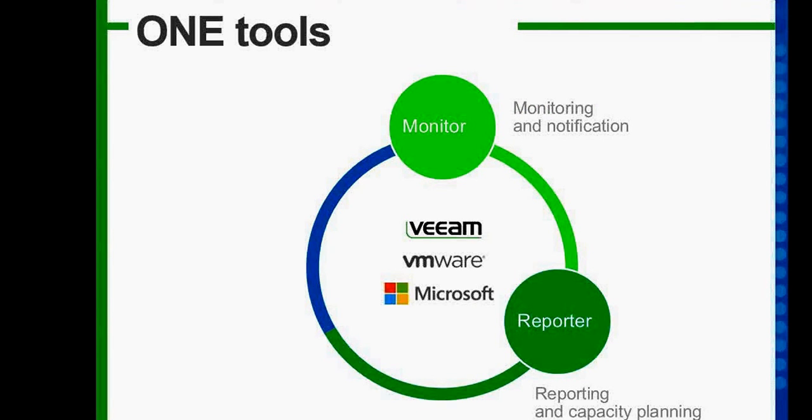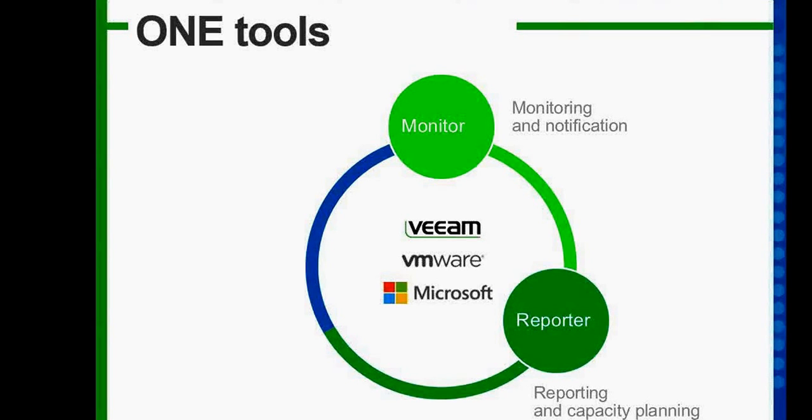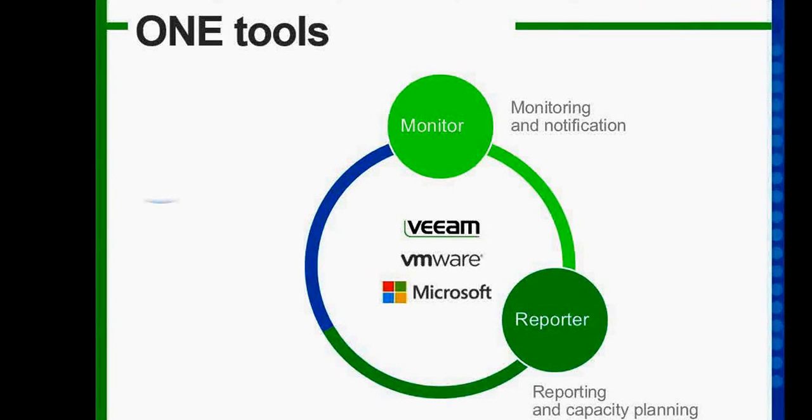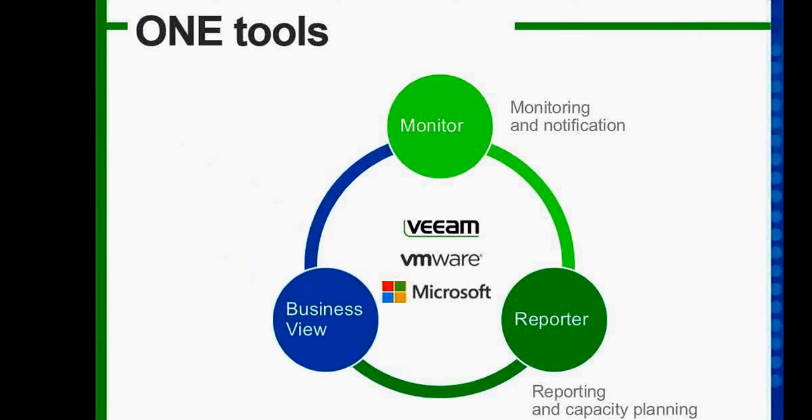Okay, so now Veeam ONE tools. Like I've been talking before, Veeam ONE has three components. First is Veeam Monitor, which is ideally used for monitoring and notifications. And second is Reporter. Now Veeam Reporter is used for reporting and capacity planning of your virtual environment. And the third one is the Business View, which is basically a business view for your entire infrastructure.